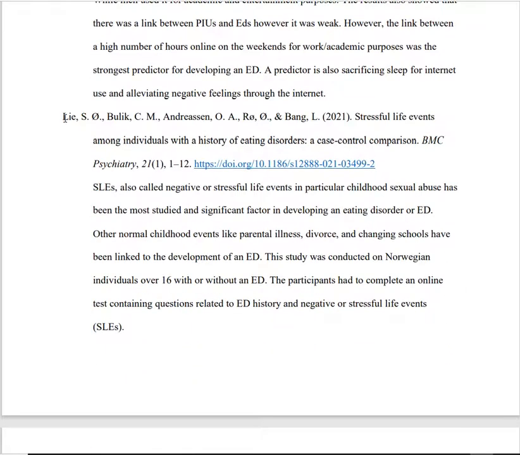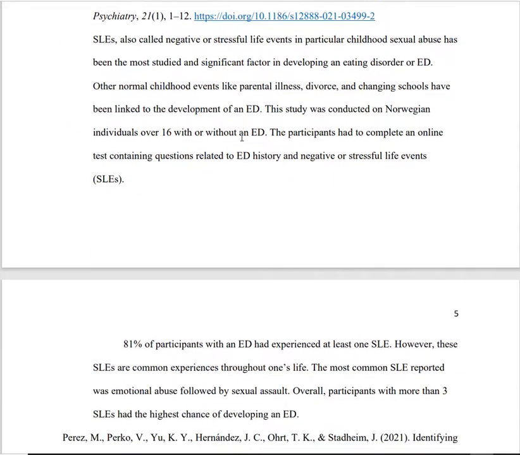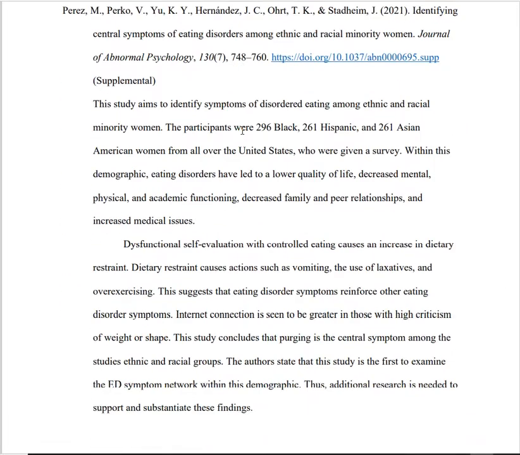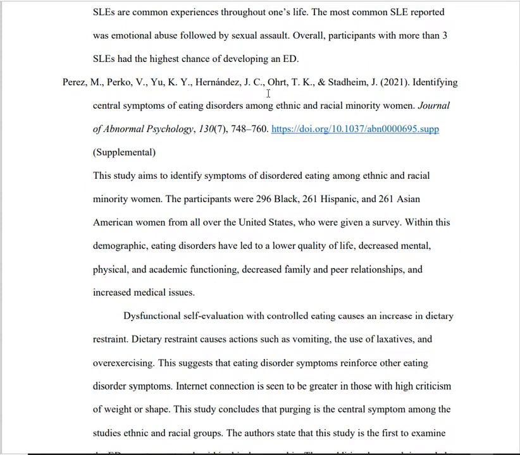Then we have here the next group of authors, the year, titled Stressful Life Events Among Individuals with a History of Eating Disorders, a Case Control Comparison, BMC Psychiatry. And then we have a summary of information that was communicated in that particular article and so on. And Perez and the others, the year, Identifying Central Symptoms of Eating Disorder Among Ethnic and Racial Minority Women, and this is the Journal of Abnormal Psychology.